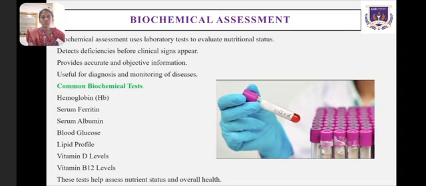Now we move to the biochemical assessment. Biochemical assessment tests are based on laboratory tests like hemoglobin, serum ferritin, serum albumin, blood glucose, lipid profile, vitamin D and B12 levels. These laboratory tests are used to evaluate nutritional status and detect the particular deficiency of a person.